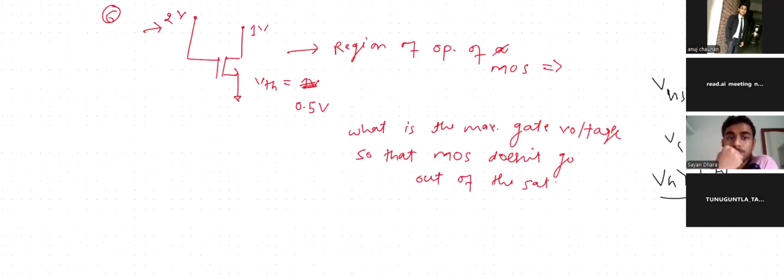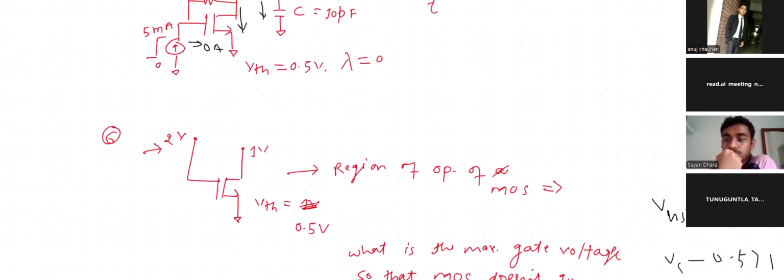So what is the minimum value of gate voltage so that my transistor is in working mode? VGS has to be greater than VT, so VG has to be greater than 0.5 volt. So what is the gate voltage range you are getting to remain in saturation? From 0.5 to 1.5 volt, the MOSFET will be in the saturation.